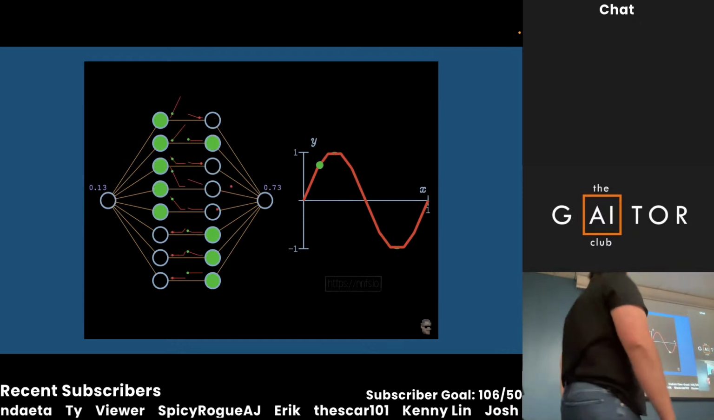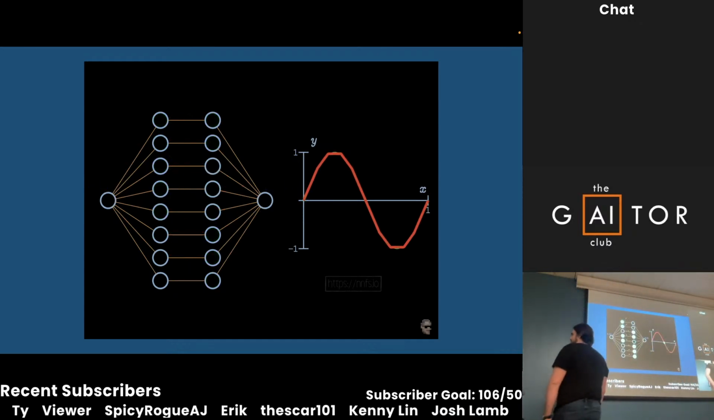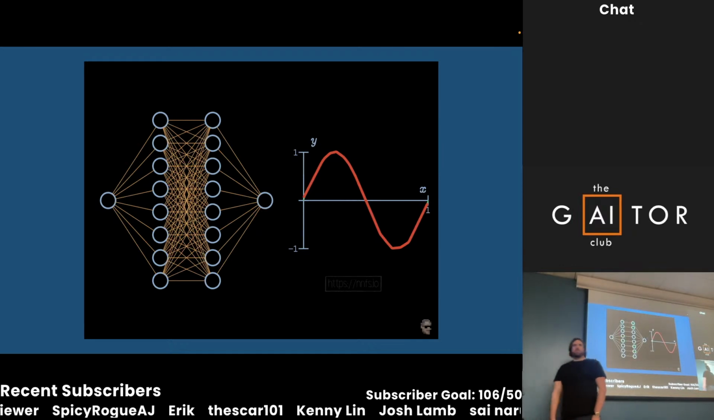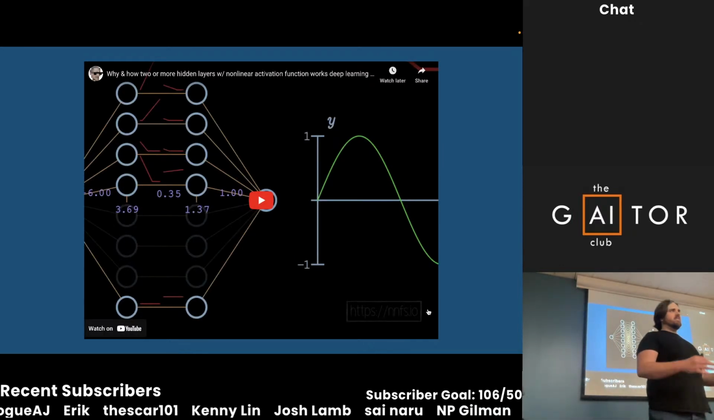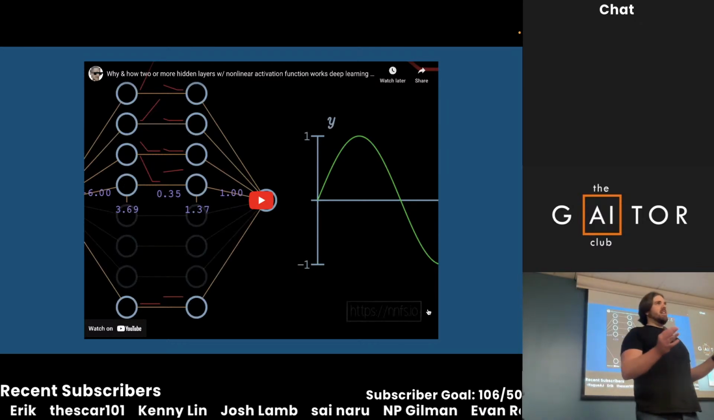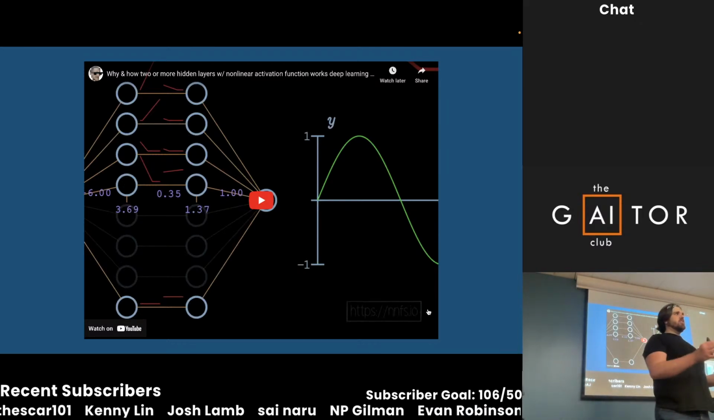What's that theorem called, Justin? It's called the universal approximation theorem, that basically states that a neural network with any amount of layers can fit any function.